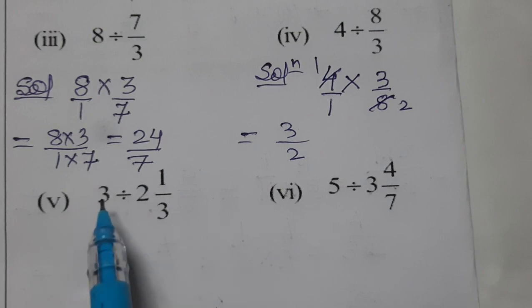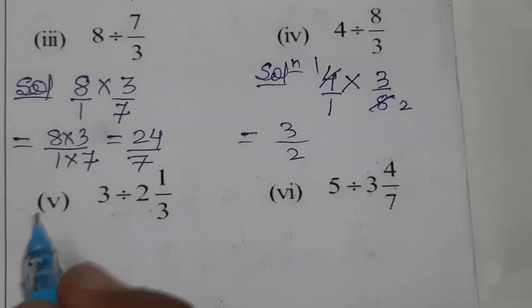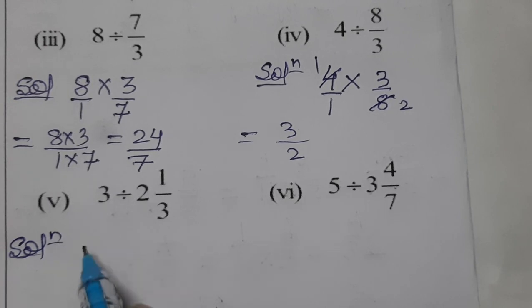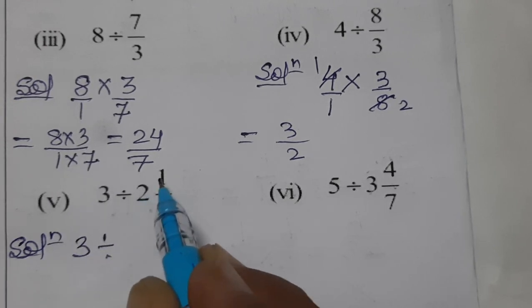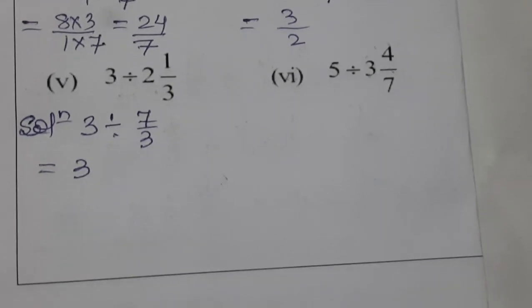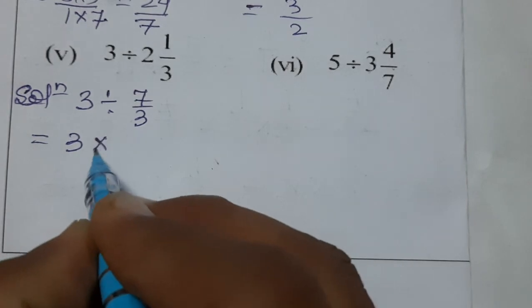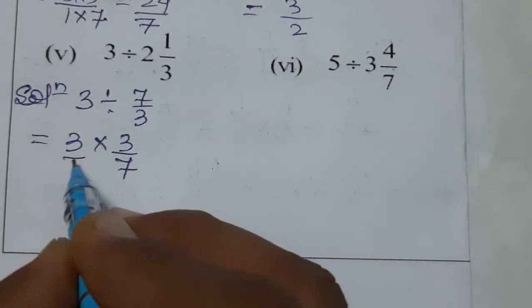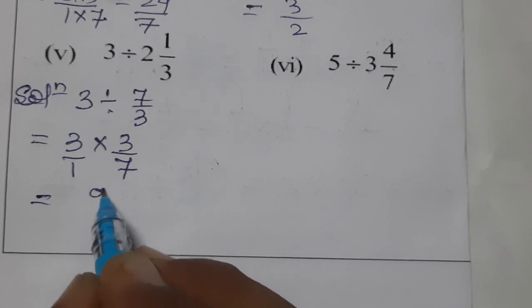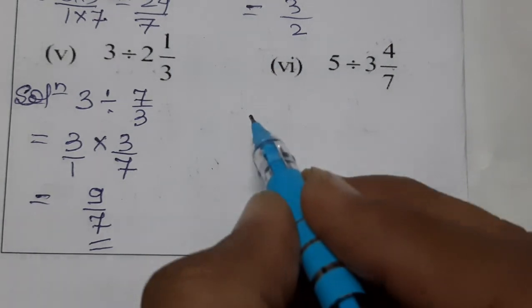Now see whole number with mixed fraction. So again what we'll do first, we will convert mixed fraction to improper. So let's start solution. 3 2s are 6, 6 plus 1, 7, 7 by 3. Now take reciprocal. Reciprocal of 7 by 3 is 3 by 7. Now put 1 as denominator, multiply numerator with numerator and denominator with denominator. So 9 by 7 is the answer.